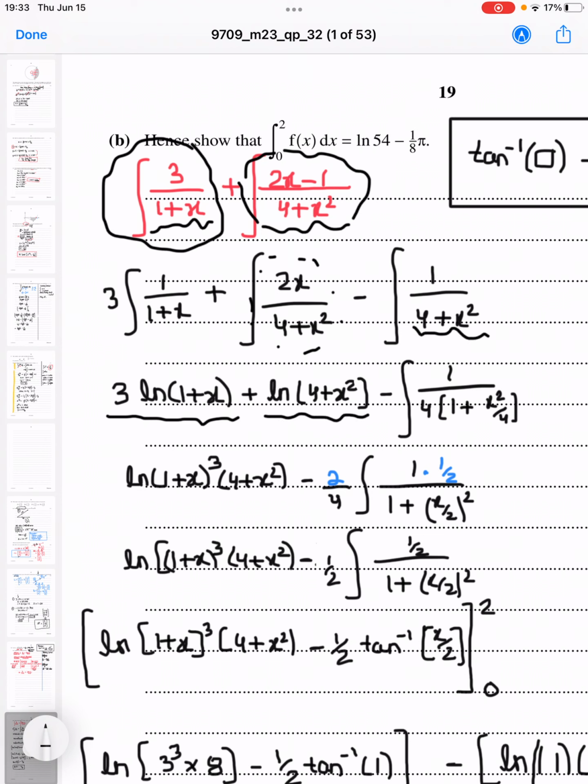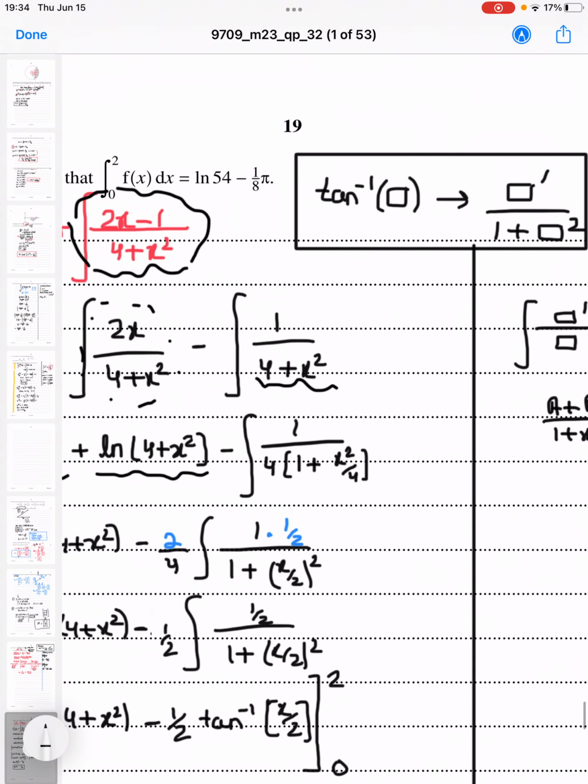Now over here we have 1 over 4 plus x squared, and 2x is not available. So what to do now? We have tan inverse differentiation. We already know that it's given in the formula sheet: the integral of tan inverse of box is box differentiation over 1 plus box squared. So in order to apply this, we need to have a 1 here. Now taking 4 common, 1 plus (x over 2) whole squared.